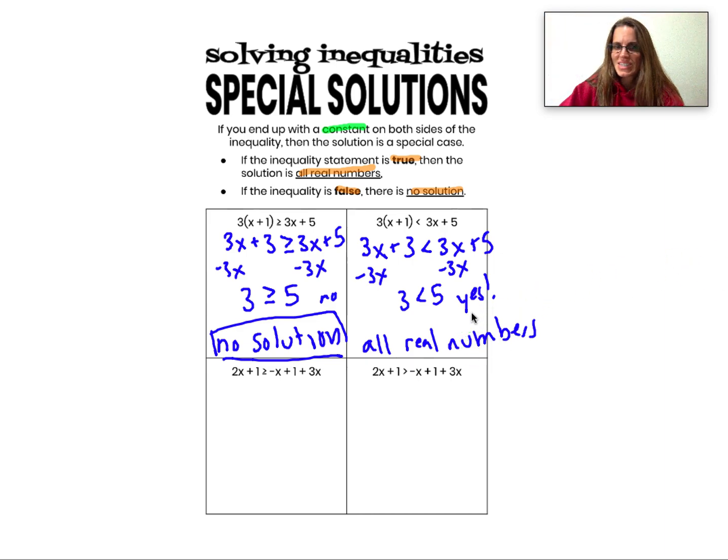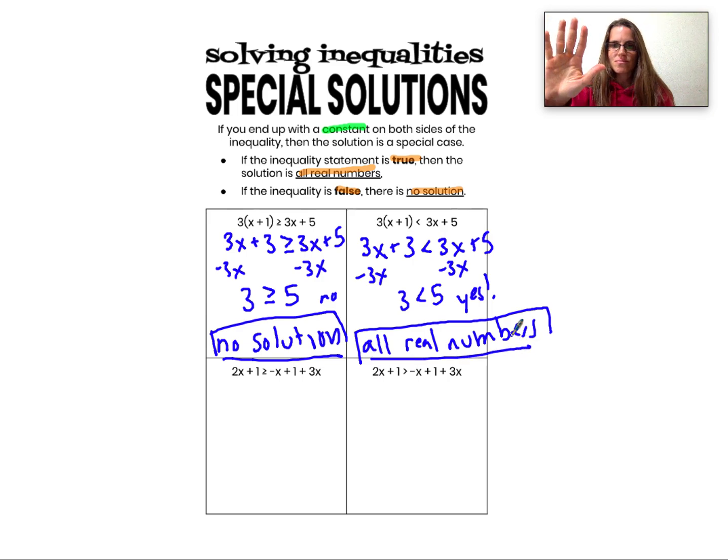All real numbers. So if I think about this mystery number x, I multiply it by 3 and add 3. Multiply it by 3 and add 5. It's always going to be the case that that left-hand side is less than the right-hand side. Adding 3 is going to have a lower value than when I added 5. No matter what the value of x is, that statement will be true, all real numbers.